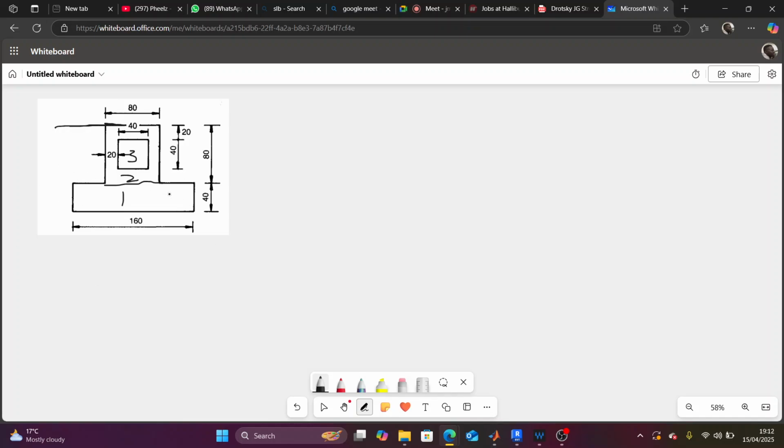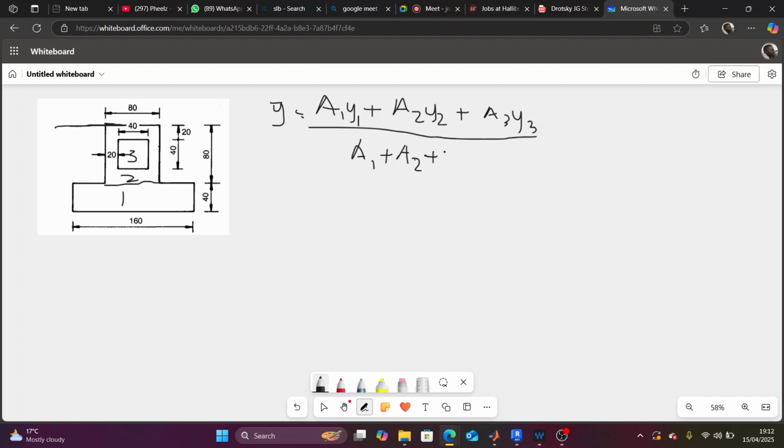So first thing we can take for shape 1, what we do is we know that our y total, y bar, is equal to what? To a1 y1, plus a2 y2, plus a3 y3, everything divided by a1 plus a2 plus a3.